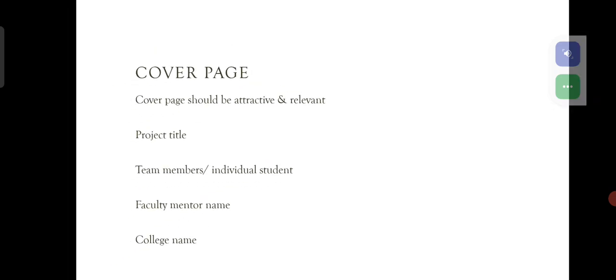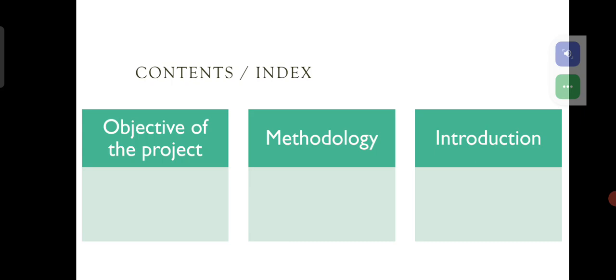Now, let us go to the next component. The cover page should be followed by the contents. Contents are nothing but the various partitions, divisions that are present in the project report. These contents should be listed in the form of a table along with the page number. This may be called an index also. And this contents page should be followed by the rest of the project report.